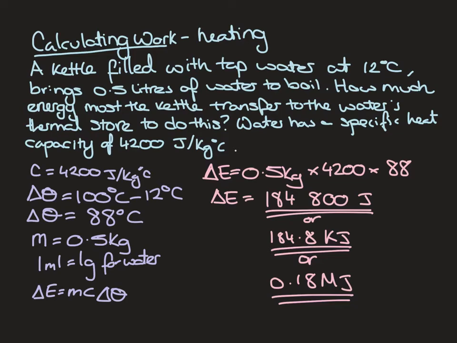So if we've got the prefix capital K here, kilo, that's 10 to the power of 3. Or I could write that as 0.18 megajoules. If you've got a capital M prefix, that is 10 to the power of 6.